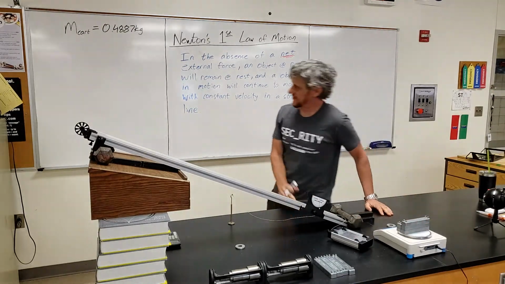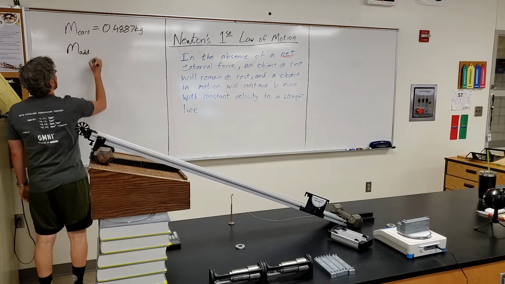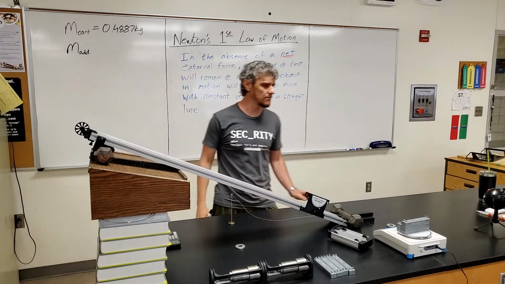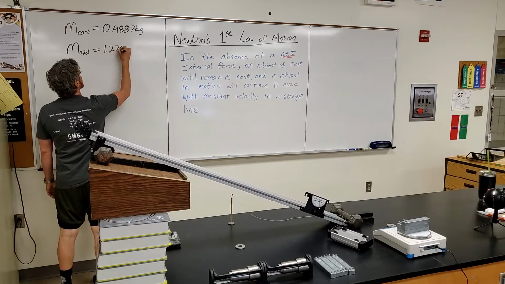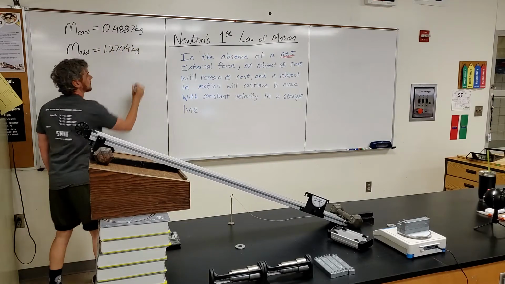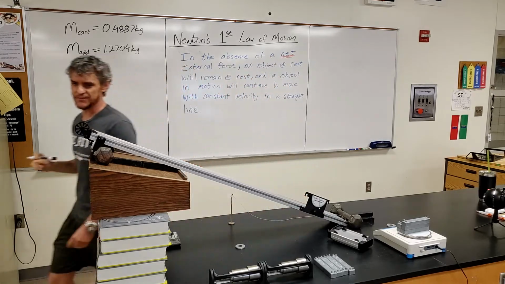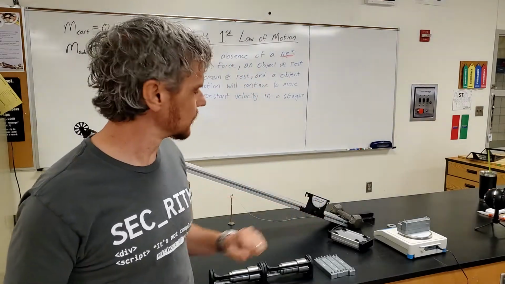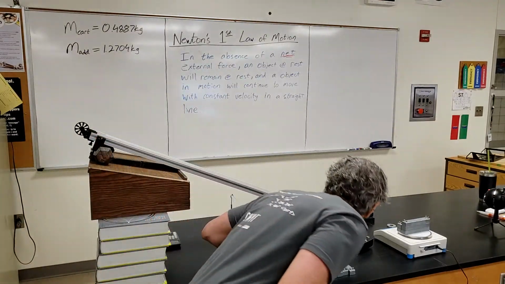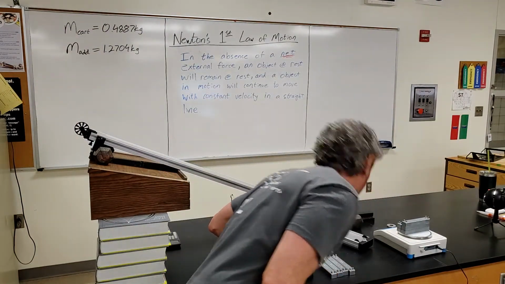And those additional masses, which I will call M with a subscript ADD for additional, is 1.2704 kilograms. And then I also said we need to measure the angle that this ramp makes with the horizontal. I got this nice little angle indicator here, which I can measure the angle. You have these on your phones too, so if you're in the lab, you can use your phone. And that angle looks like it's about 23 degrees.